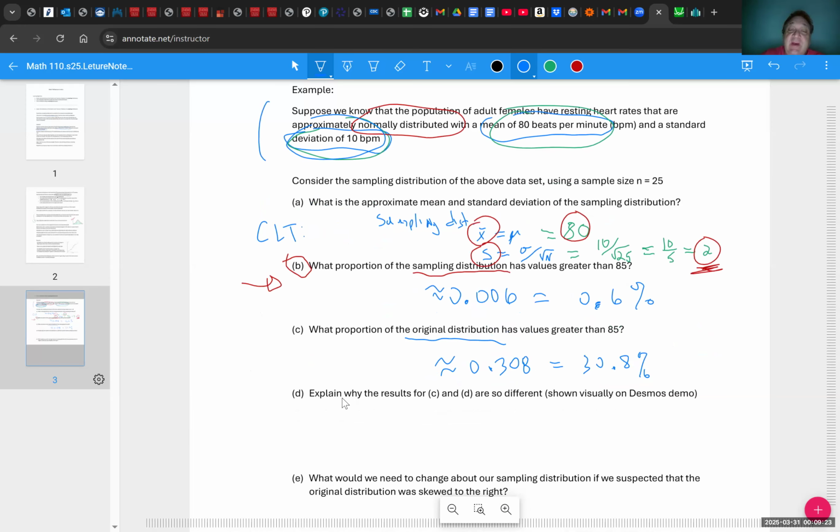So part D says, explain why the results for, whoops, it's supposed to be B and C. I guess I changed the lettering at some point and never updated it. So this is supposed to be B and C, the previous two, right? Explain why the results for B and C are so different. And I'm going to help you see that by giving you a little visual on Desmos, because I think visually it's easier to see than for me just to try to explain it.